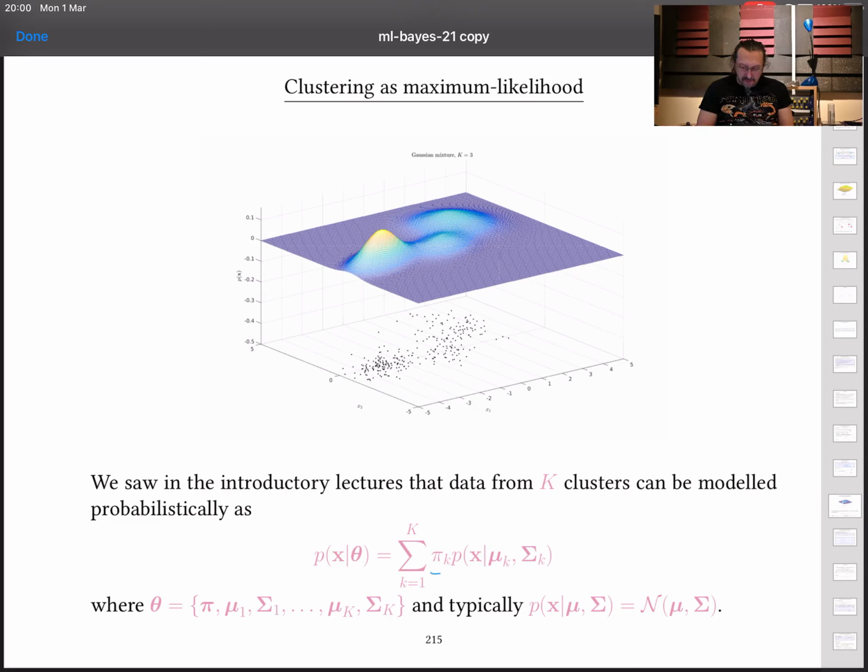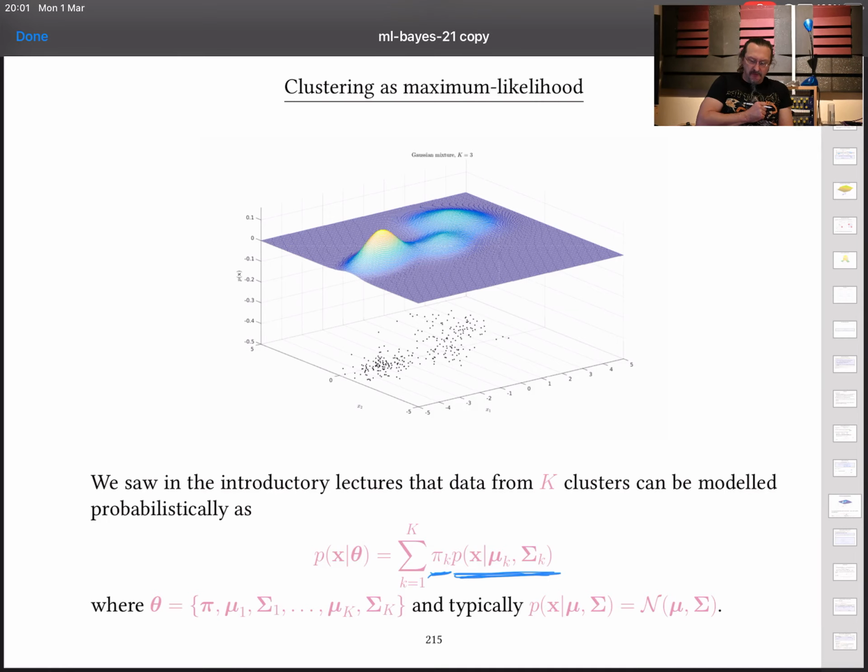Now, as is so often the case, what I'm going to do here is use a Gaussian density for each cluster. And the clusters differ in that the mean and covariance for their associated probability density can vary. Okay, so in this case, my probability density for any given cluster is just normally distributed.